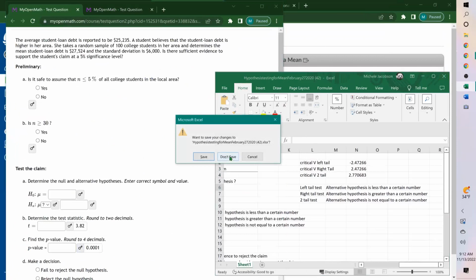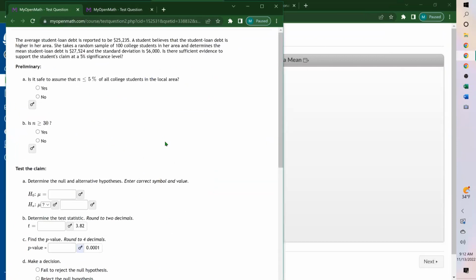The next group is from Chapter 8. The average student loan debt is reported to be $25,235. A student believes the debt is higher in her area. She takes a random sample of 100 college students in her area and determines the average is $27,524 with a standard deviation of 6,000. Is there sufficient evidence to support the student's claim at the 5% level?